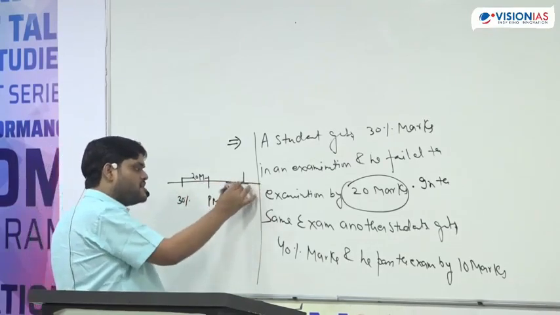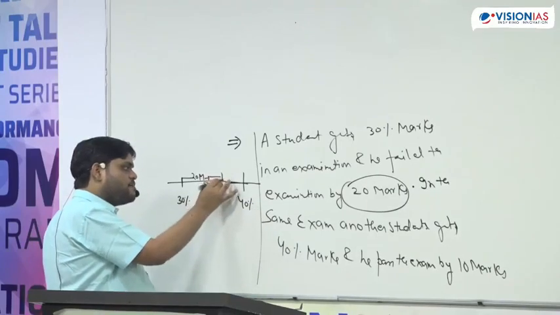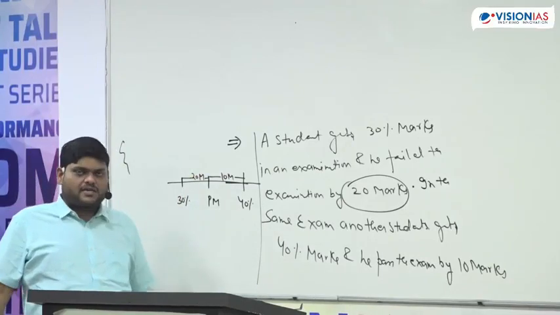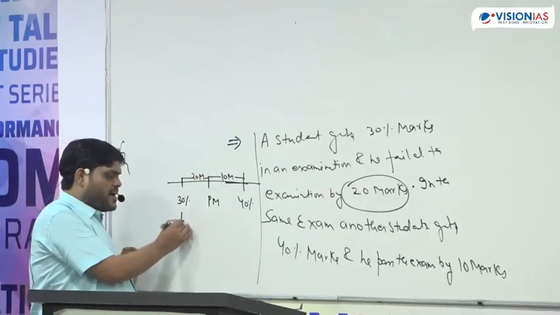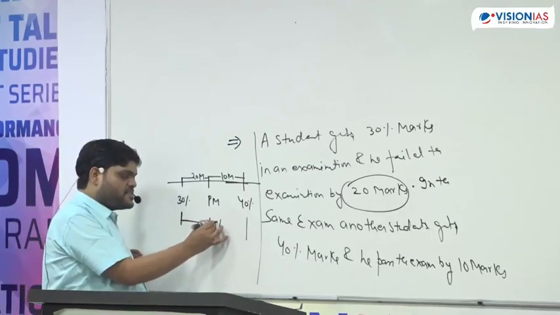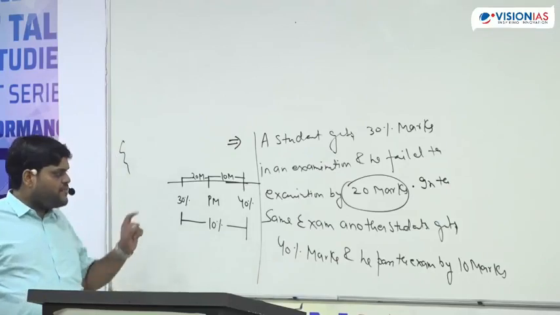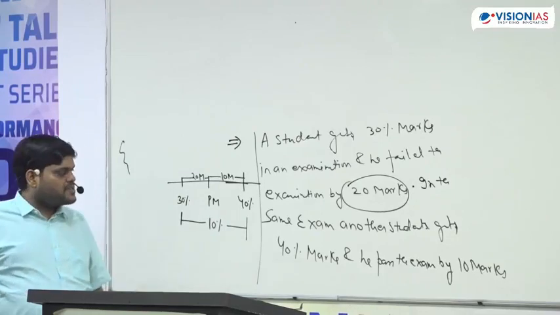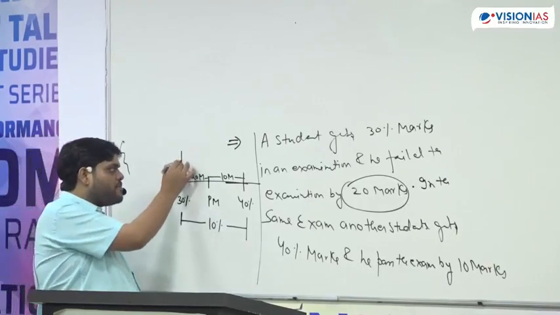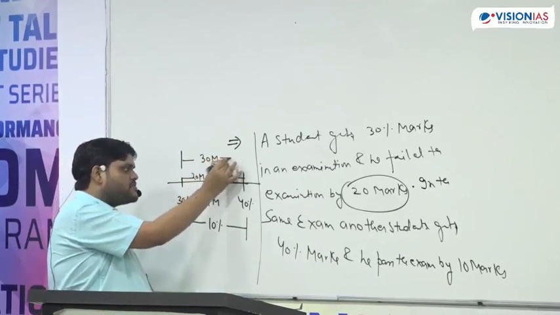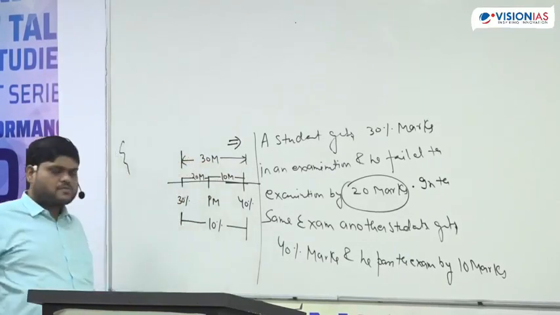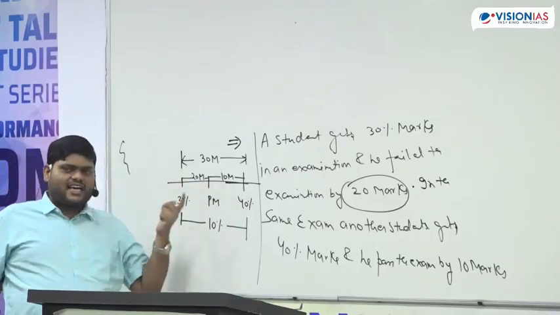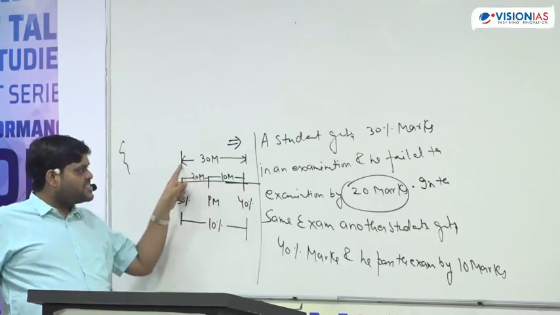That means the 40% marks is simply 10 marks more than passing marks. Now, if you see here, from here to here, this is 10%. If I have to move from 30% to 40%, this is simply the 10% we required. And in terms of number, we required 30 marks. This line is 10% and this is 30 marks.